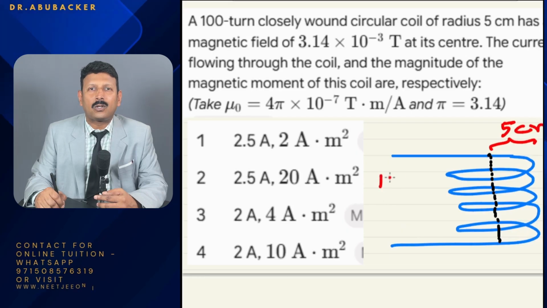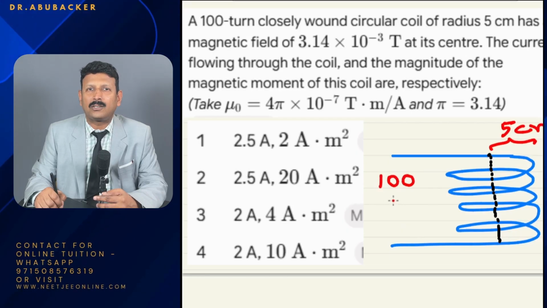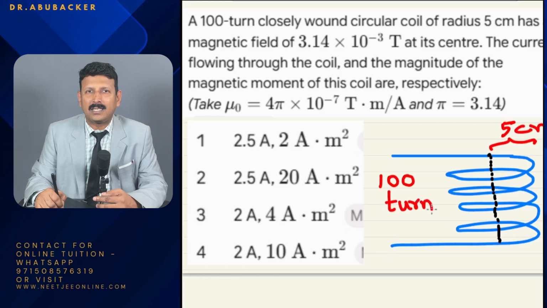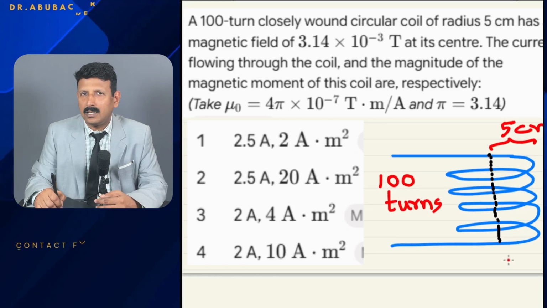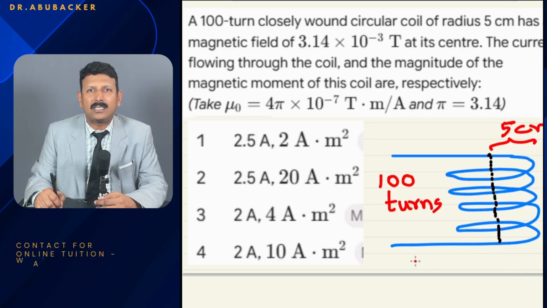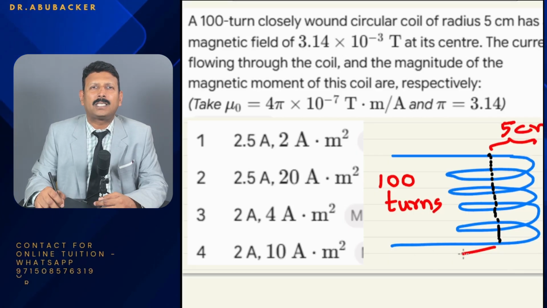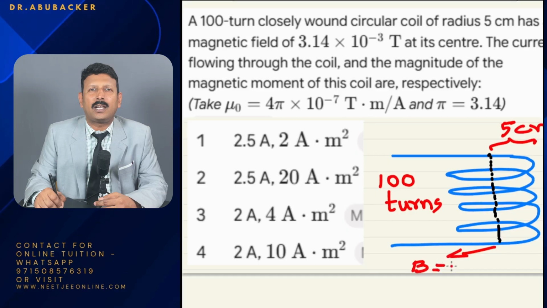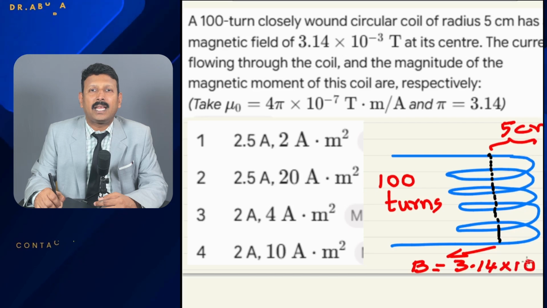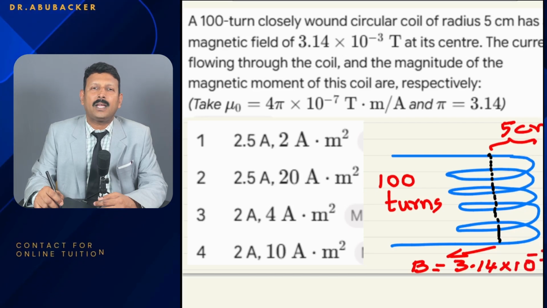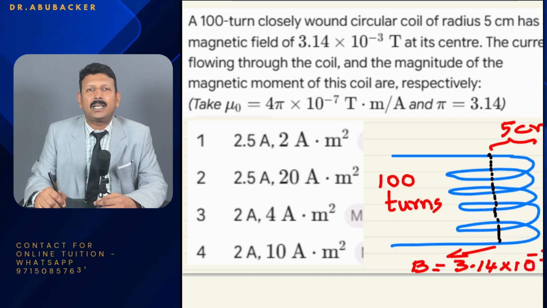So we can do one drawing first. Assume this is that coil, and the axis I marked. And how many turns are there? 100 turns written. And the radius of this coil is 5 centimeter. One more information given, right? Magnetic field at the center of the coil, 3.14 into 10 raised to minus 3 Tesla given. So B is equal to 3.14 into 10 raised to minus 3 Tesla. So this much data is given.